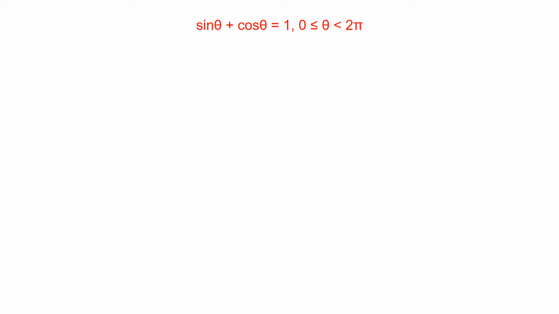Let's consider the equation sine of theta plus cosine of theta is equal to 1, where theta lies between 0 and 2 pi. We'd like to know what values of theta make this statement true. First, we square both sides of the equation. Next, we multiply out the left-hand side.